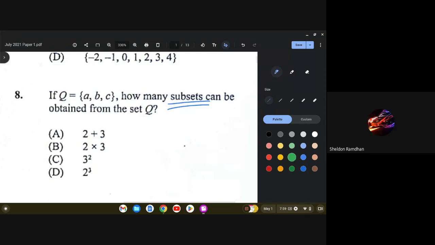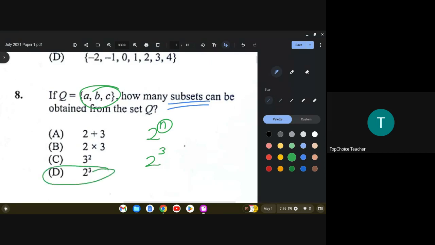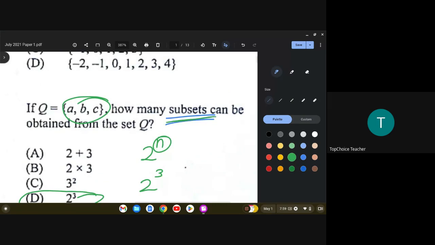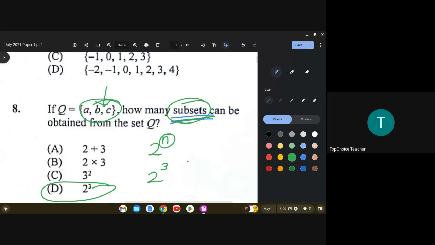Anytime you want to figure out the number of subsets, the formula is 2 to the power n, where n is the number of elements inside your set. How many elements are there inside the set? 3. So our answer will be 2 to the power of 3. This is something that I think you all may have forgotten, so I wanted to point it out. This is sets that you would have done in lower form predominantly. In a subset type question, you use the formula 2 to the power of n, where n is the number of elements inside your set.